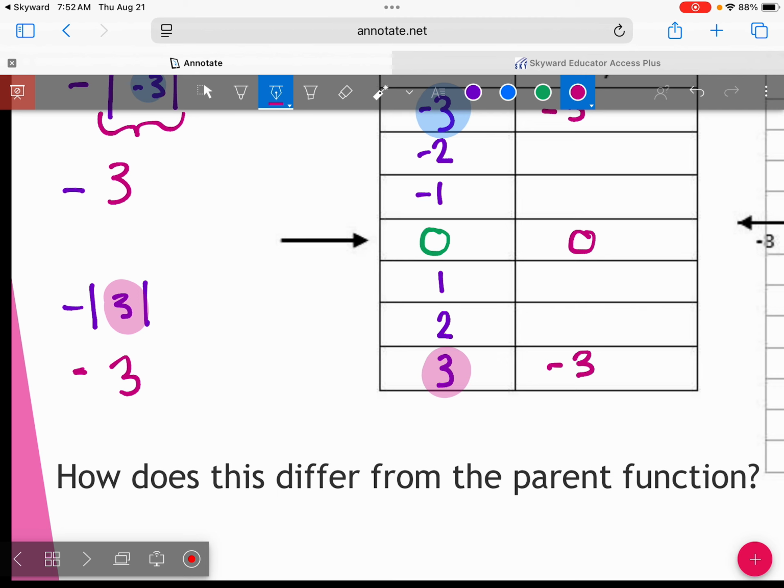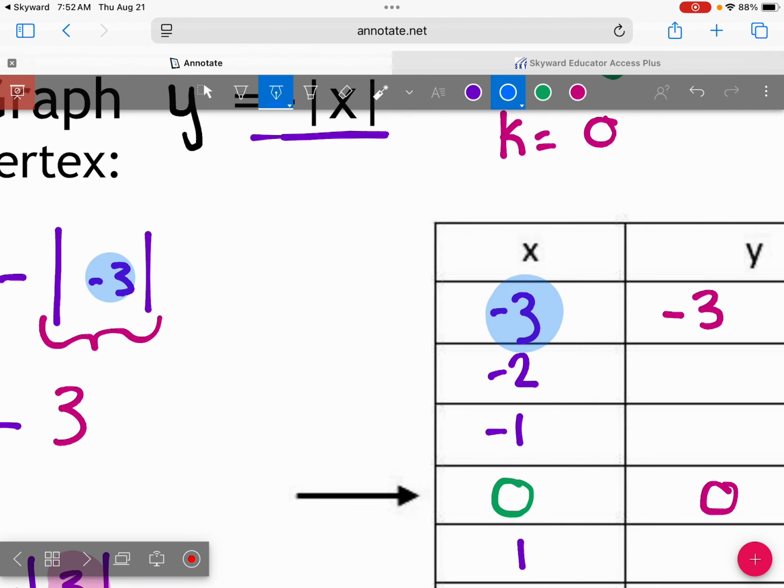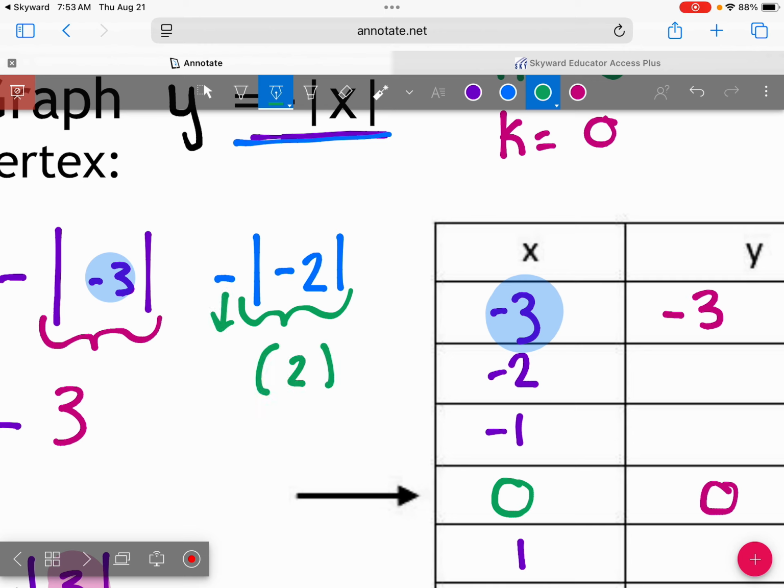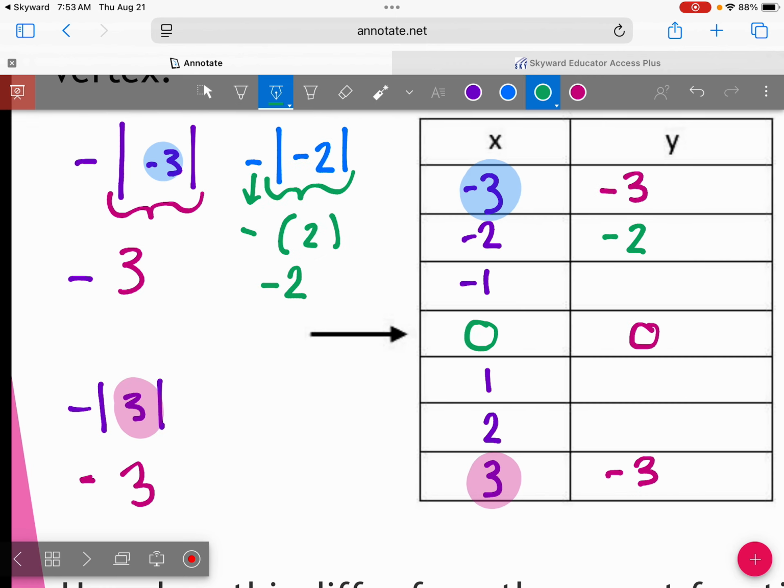So if we do the same thing with our -2, again, I'm going to take my original expressions. We have the opposite of the absolute value of -2. Absolute values work as parentheses, so we've got to do this guy first. What is the absolute value of -2? +2. We still have the opposite of our +2. That's going to give us a -2. So what's going to be the opposite of the absolute value of +2? What's going to go here? -2.